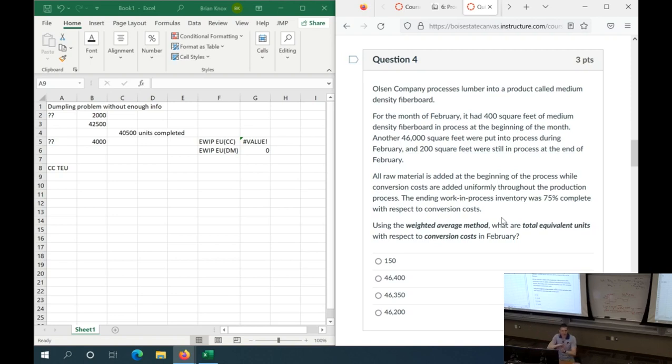That's what it's trying to say. It's not one of those big lump sum, everything's added at once. So I'm going to have to give you the percent of where it is on the curve. And yeah, sure enough, I say 75% complete with respect to conversion costs right here. Let's read the whole problem.